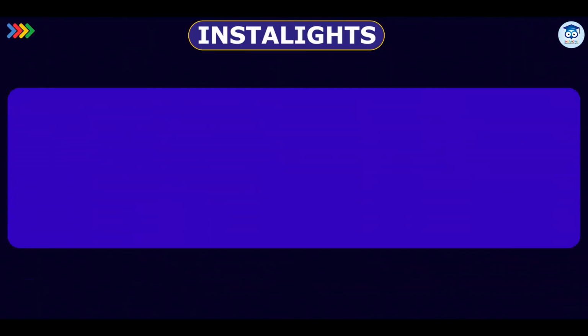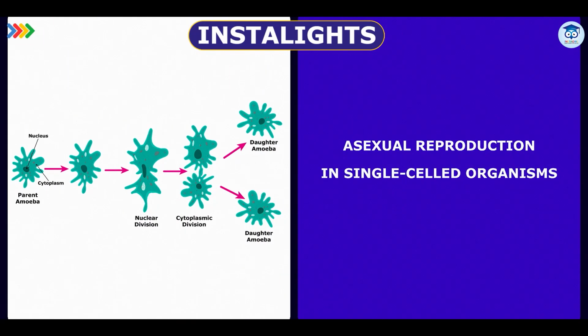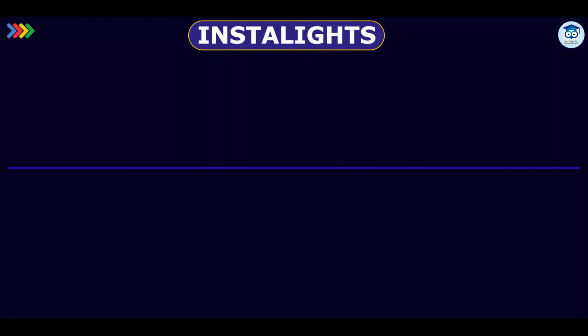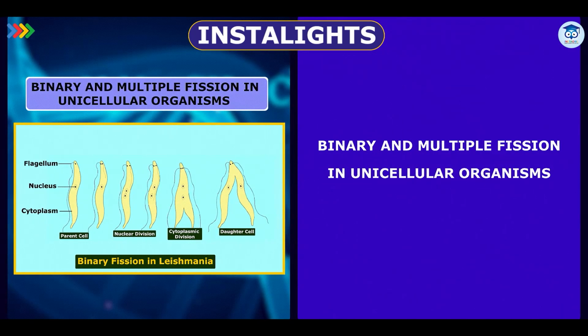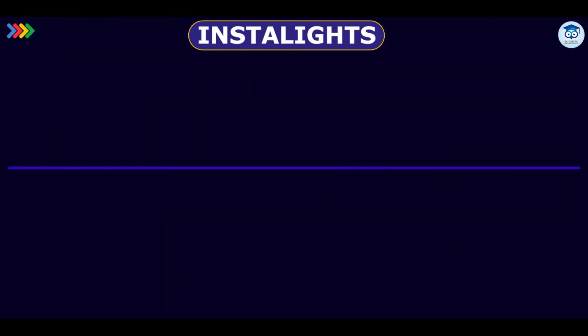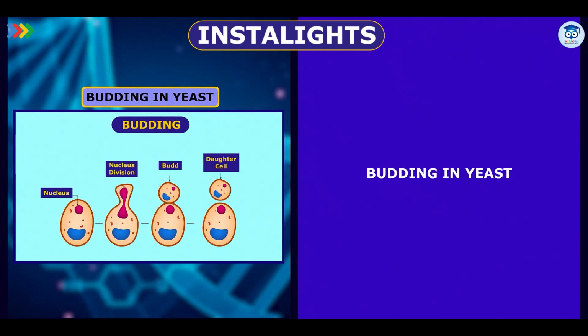We first saw asexual reproduction in single-celled organisms where new individuals are formed without any involvement of another cell. Then we explored binary and multiple fission in unicellular organisms, where cells either split into 2 or many depending on the species. And finally, we looked at budding in yeast, where a small outgrowth forms and grows into a new cell.